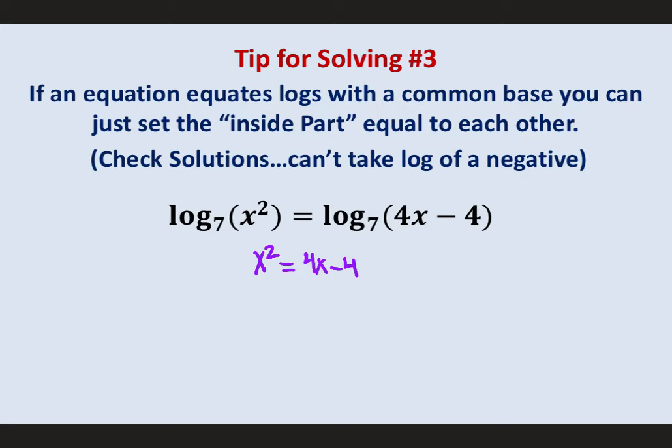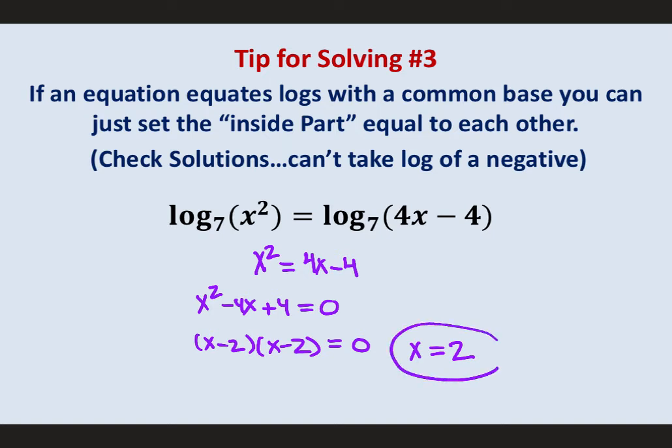Now this is a quadratic, so we're gonna move everything to one side. So we get x squared minus 4x plus 4 equals 0. We'll go ahead and try and factor that. So we'll get x minus 2 times x minus 2 equals 0, because negative 2 times negative 2 is positive 4, and negative 2 plus negative 2 is negative 4. And so we'll get the two answers, x equals 2 and x equals 2. So that's really just one answer.